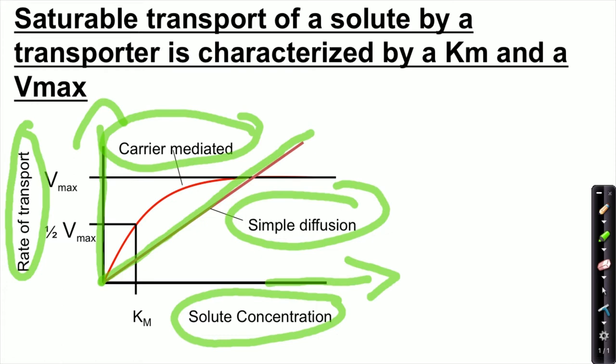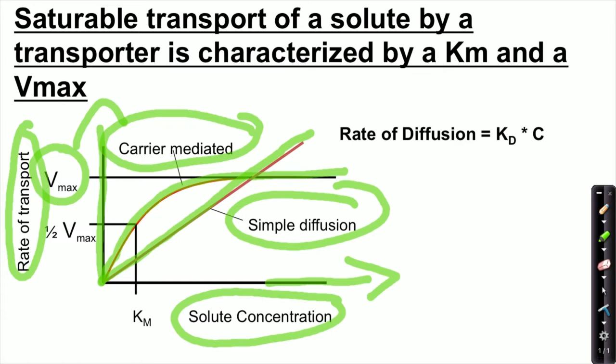However, a carrier-mediated process, or a transporter-mediated process, will also do the same at lower concentrations. That is, as concentration increases, the rate of transport will increase, and then it will saturate, and you will get to a maximum transport rate, the so-called Vmax. And so that's one of the properties of a transporter, that there will be a Vmax. That Vmax is dependent on the transporter and the particular substrate that's being transported. The other kinetic parameter that characterizes this transport process is a Km.